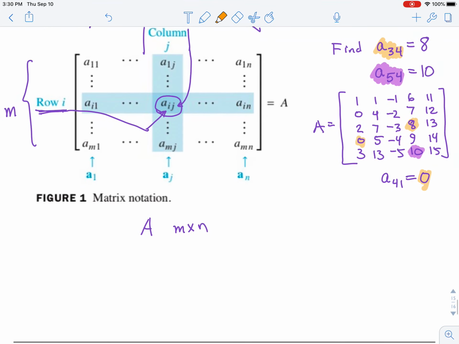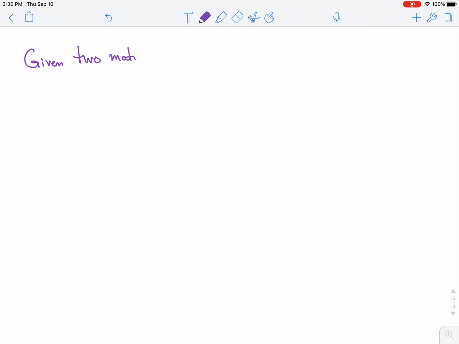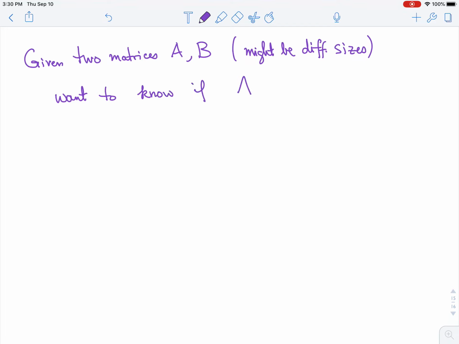And so let me just cut to the chase and say what we're going to do. Typically, we are going to be given two matrices, A and B, and they might be different sizes. And we want to know if A times B is defined and what it is.